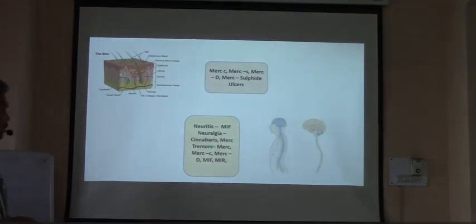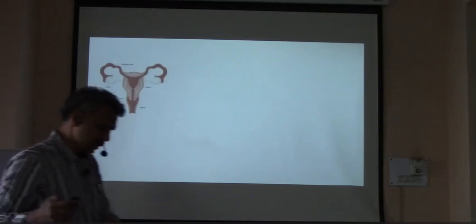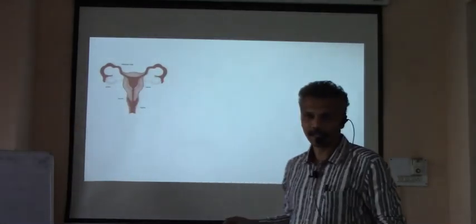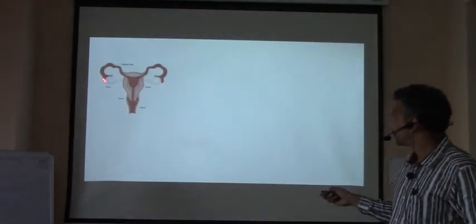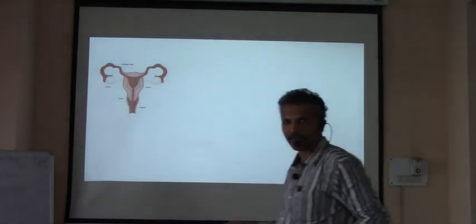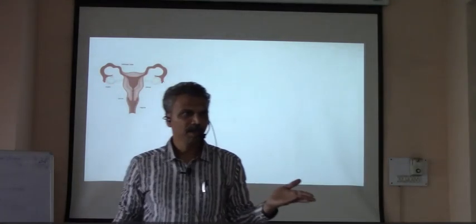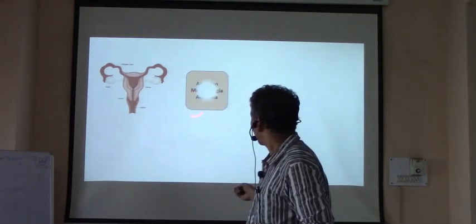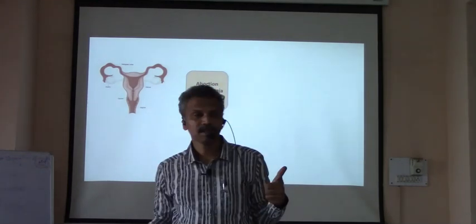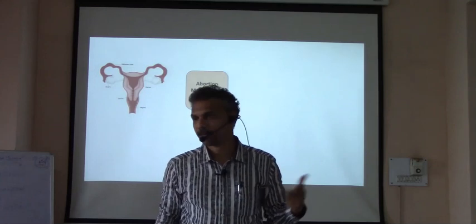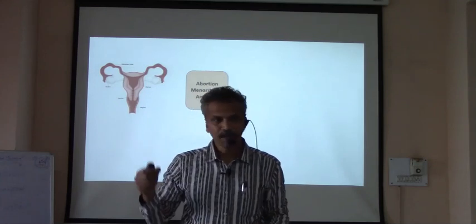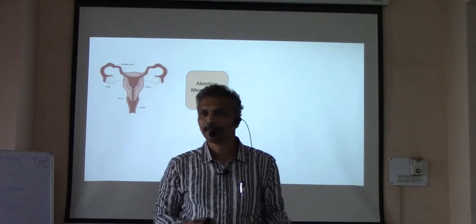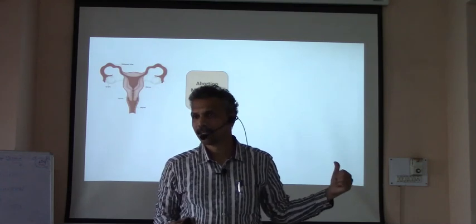Parkinson's. Okay? Now the last area will be the female genitalia. If you just see the ovaries, there are also glands. Probably the glandular affection might come from there. Or what you see here is abortions, menorrhagia, and anemia. Three possible things that can happen in the female genitalia.